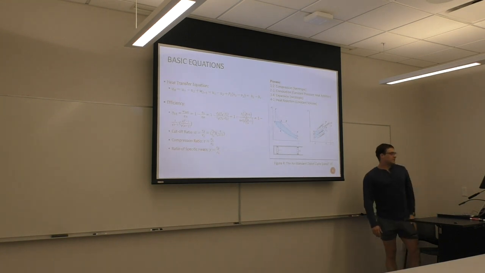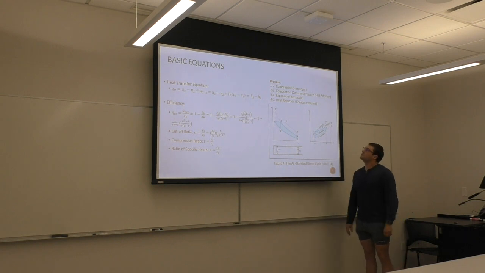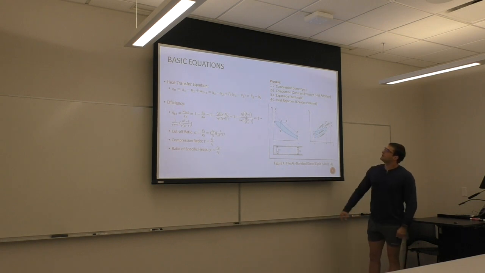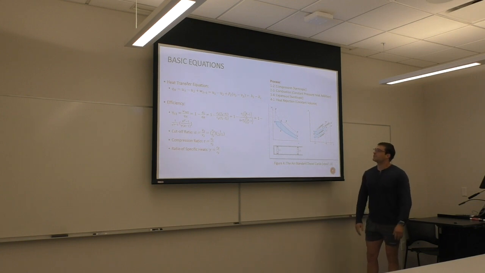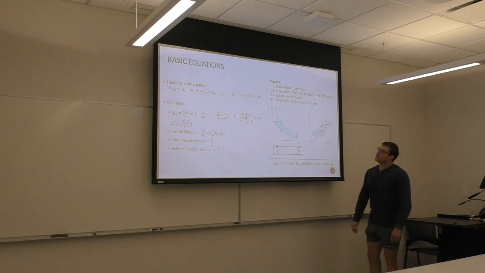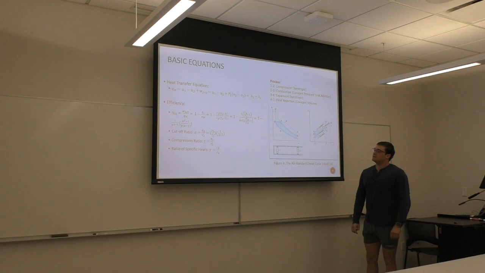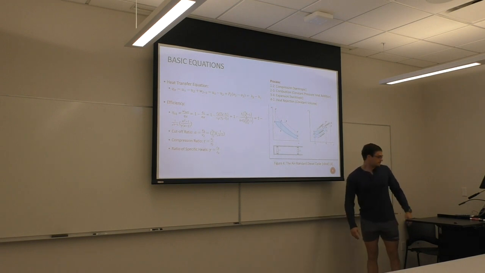The basic process: you're going to have your compression from 1 to 2, your combustion from 2 to 3, then your expansion from 3 to 4, and heat rejection, which is your exhaust, from 4 to 1. Some basic equations are your heat transfer, your efficiency, your cutoff ratio, and then your specific heat ratio and compression ratio.